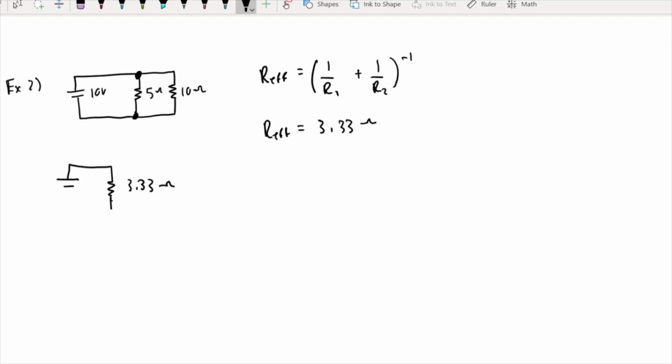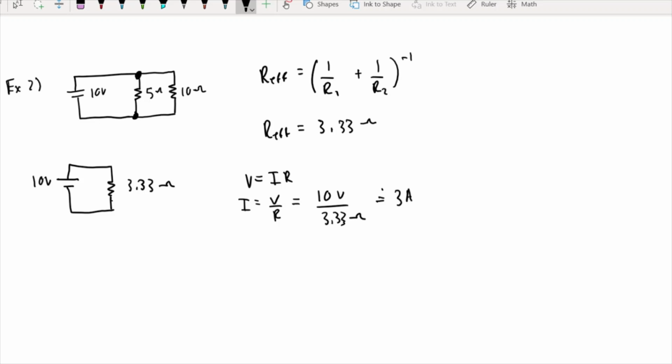3.33 ohms. And this is how our circuit looks. So what can we do with this information? Well, we can find the current, just like we did last time. So we have V equals I R, I equals V over R. And you just sub in your values, and you're going to get approximately 3. Okay, so the current in this circuit is 3 amps.